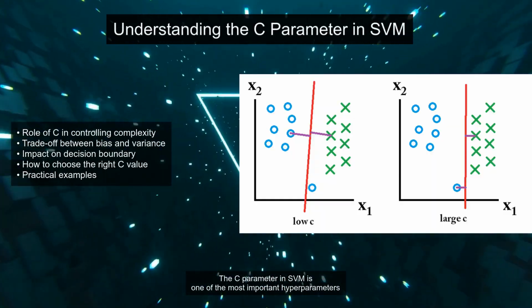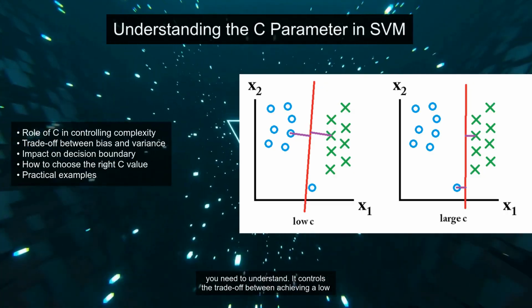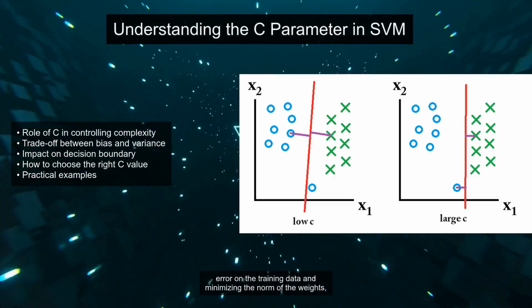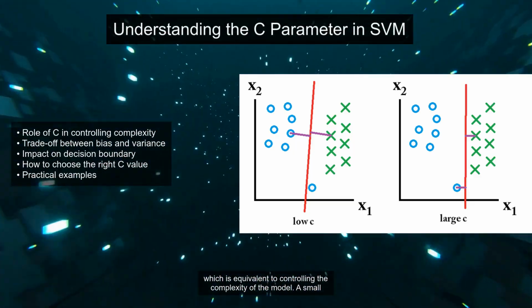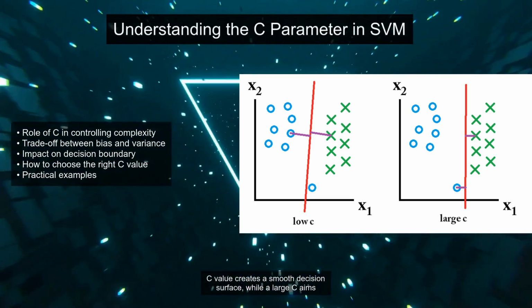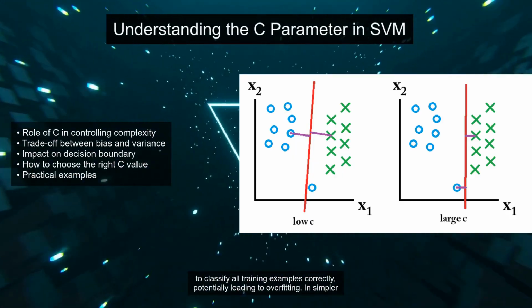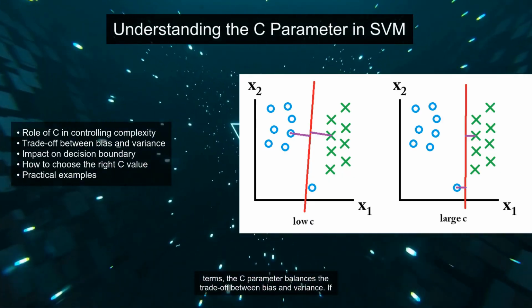The C parameter in SVM is one of the most important hyperparameters you need to understand. It controls the trade-off between achieving a low error on the training data and minimizing the norm of the weights, which is equivalent to controlling the complexity of the model. A small C value creates a smooth decision surface, while a large C aims to classify all training examples correctly, potentially leading to overfitting. In simpler terms, the C parameter balances the trade-off between bias and variance.